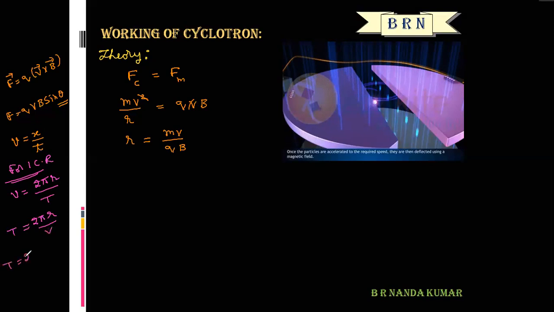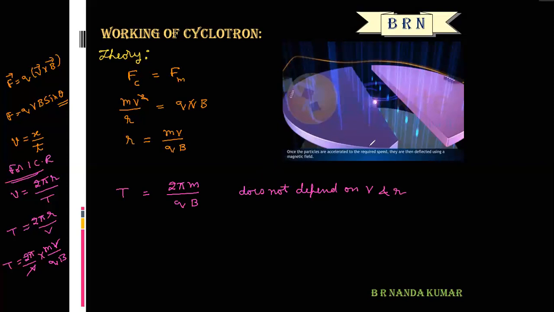So T is equal to 2 pi divided by v times r. What is the value of r? r is mv divided by qB. So v gets cancelled, and the time period of the charged particle is 2 pi m divided by qB. So the time period of a charged particle does not depend on, and this point is very important, the speed of the charged particle or the radius of the circular orbit.